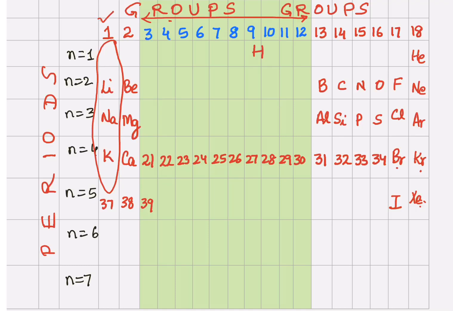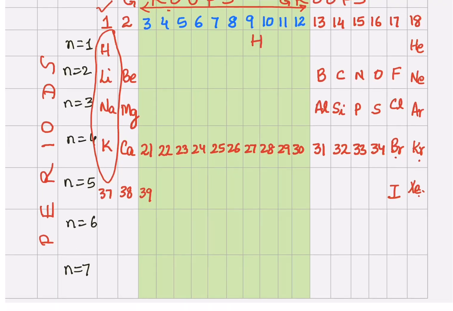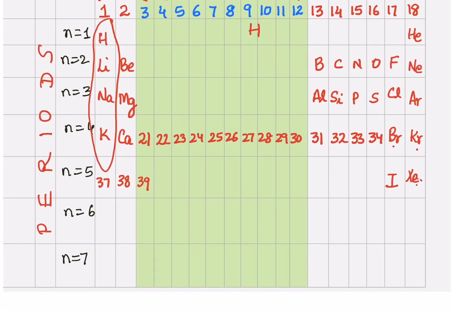Group number 1 means valency is 1, alkali metals. For the time being, I will include hydrogen also over here. So group number helps you to decipher the valency. Group number 1, valency is 1. Group number 2, valency is 2. So would you like to make a note of this just below your periodic table?